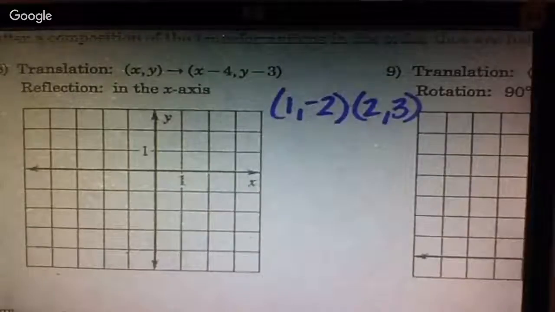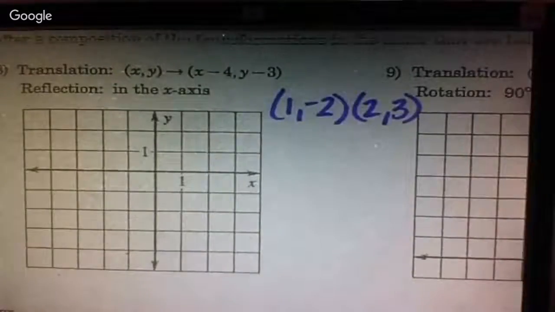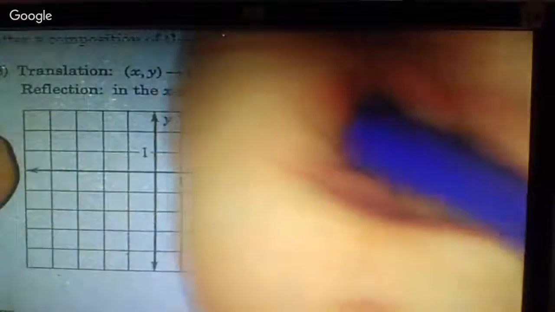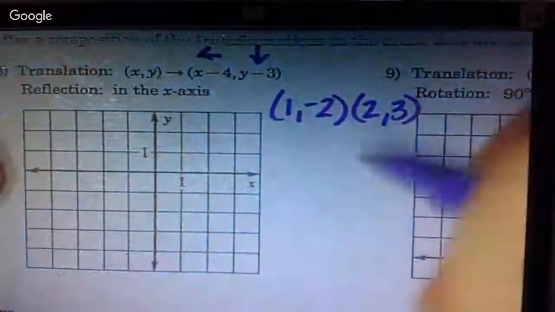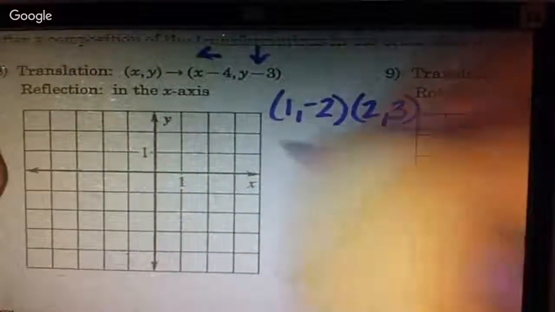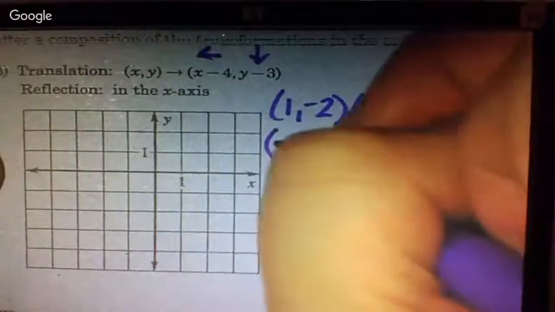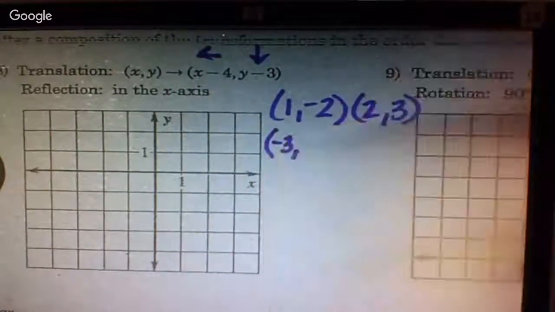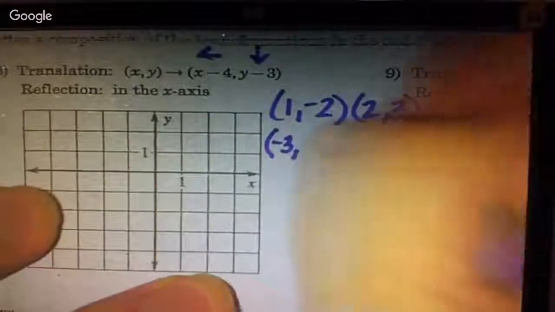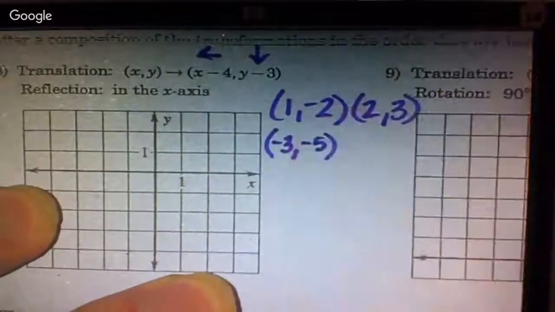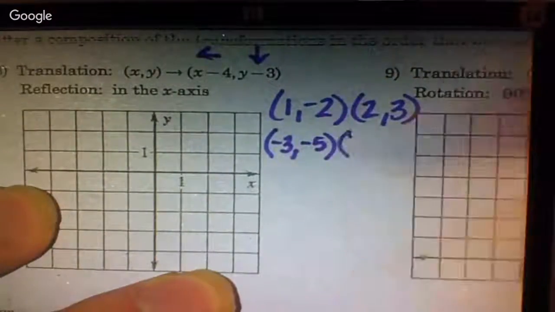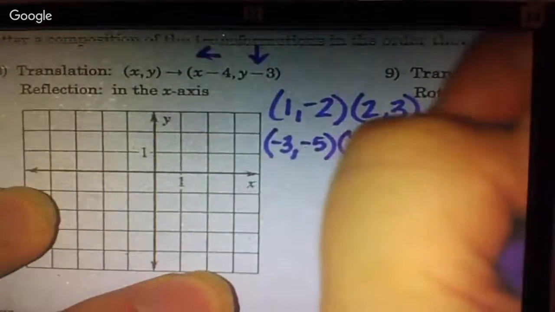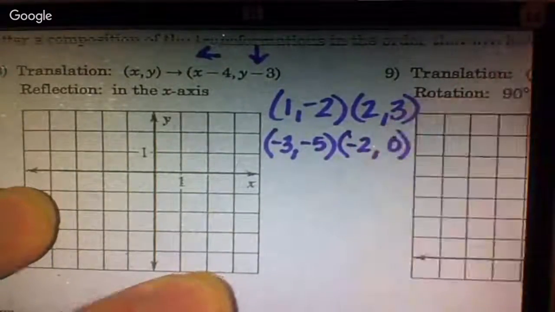Okay. So left and down. We're subtracting 4 from my x, which leaves me with -3, and we're subtracting 3 from y, -5. My next point is -2 and 0.